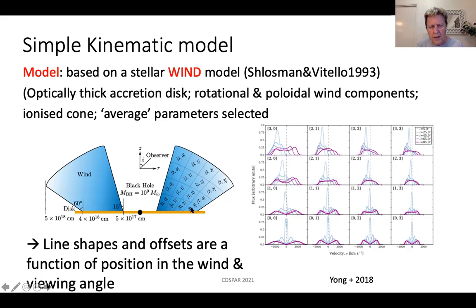So in other words, if we're looking down in this corner here, we basically don't see any outflowing wind, but we see different shapes as we go out along this axis, which is not surprising. But once we go up into this top corner here, we see the outflowing component of the wind. So the velocity is blue shifted. And again, we get different shapes depending on exactly where we are. So the basic idea is that the line shape and offset are a function of position of wind viewing angle.